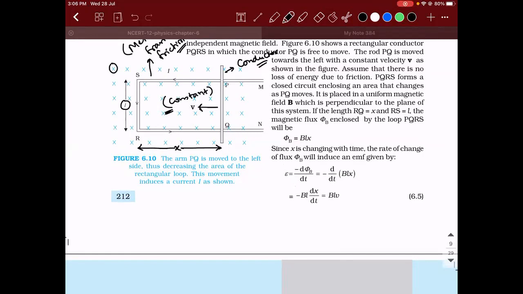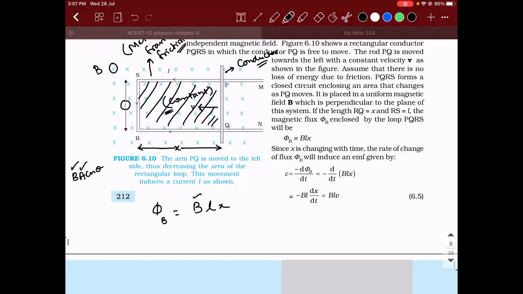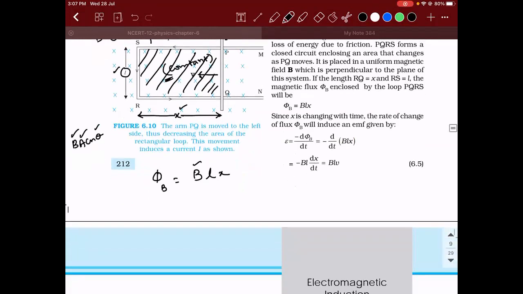EMF will get generated only if there is a change of magnetic flux. So what is the value of flux here? The magnetic flux in this case is going to be B into L into x, because it is BA cos theta. B is the magnetic field into the plane, the area is length into x, and cos 0 degrees is 1. So it is going to be BLx. That is the value of phi B.